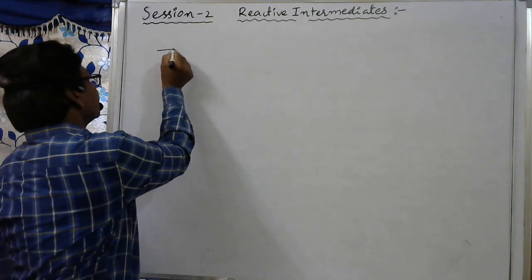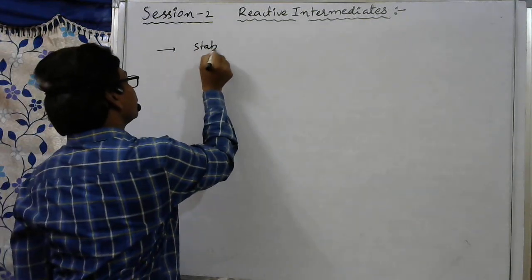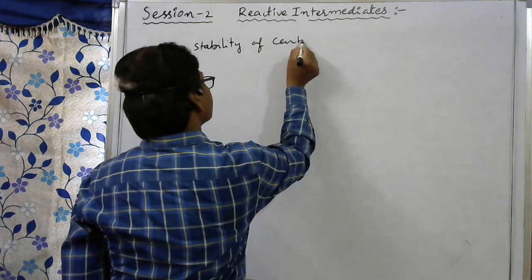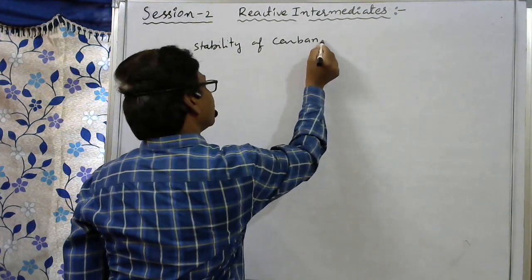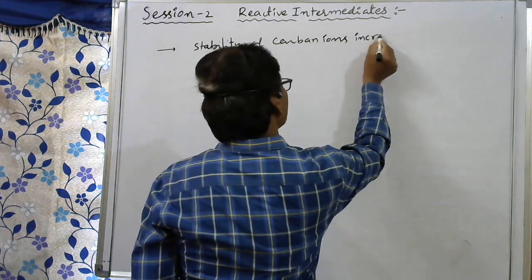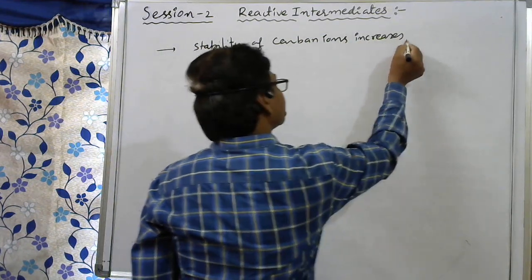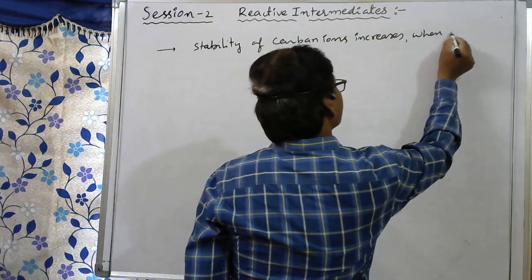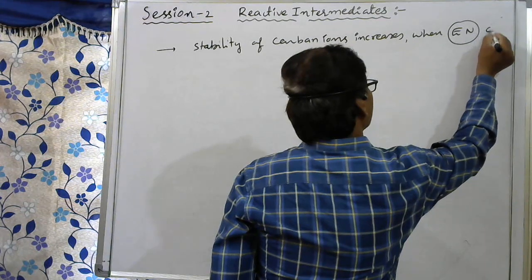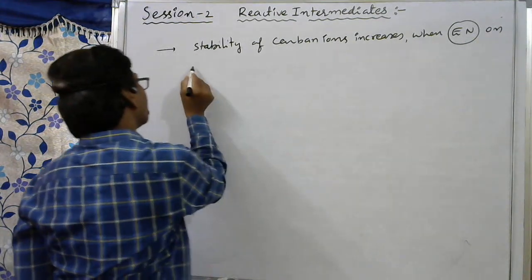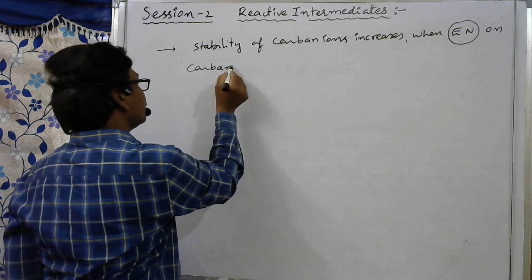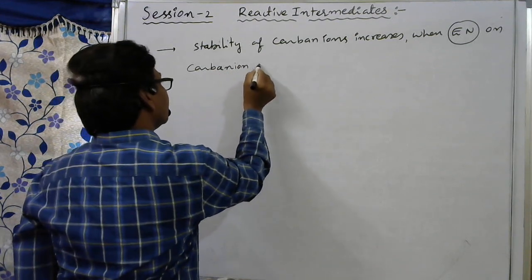Next, stability of carbanions. Stability of a carbanion increases when the electronegativity on the carbon carrying the negative charge increases.